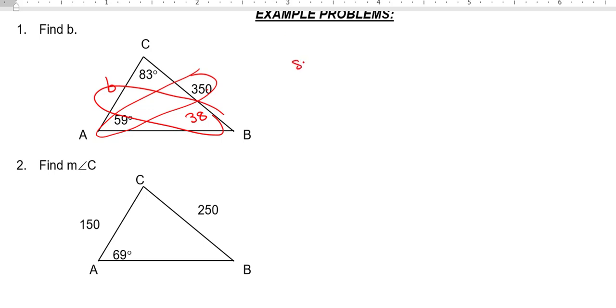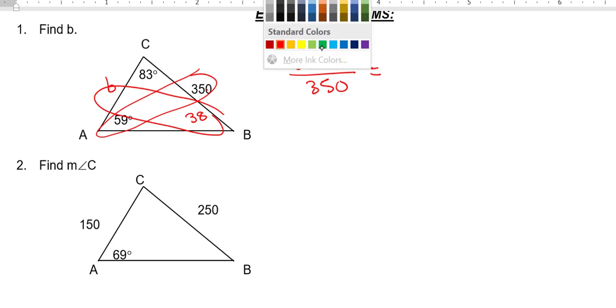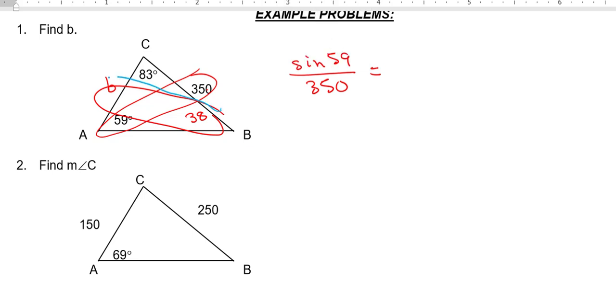So for example, the sine of 59 is going to be over 350, and that's going to be equal to this combination right here, the sine of 38 over b. And then I can solve for b by cross multiplying, and you're going to get b is equal to 251.39. Okay, so check it. Make sure you can do that and make sure you get the right answer.